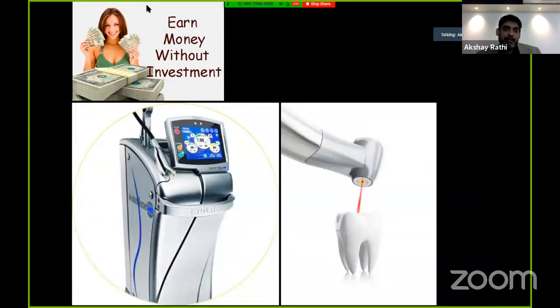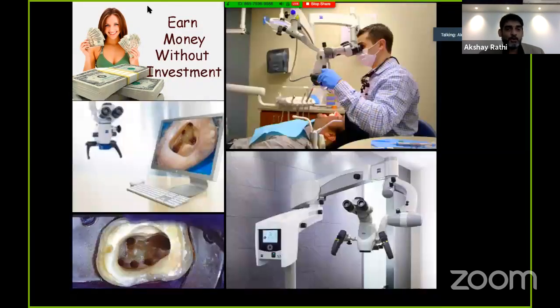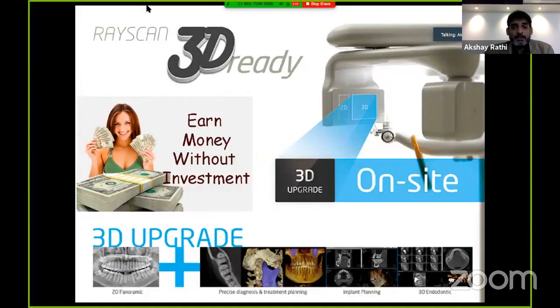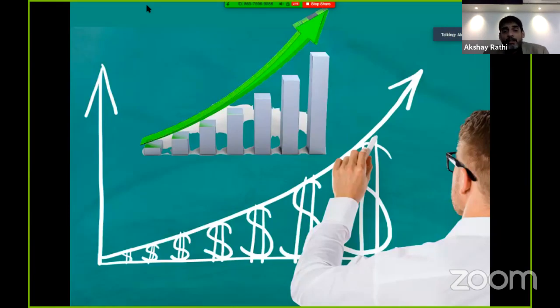Lasers, but again, an expensive modality. Electrocautery, microscopic endodontics, again involving investments. Piezo cutters, or if you want to incorporate a CBCT machine into your practices, all this takes up a lot of investment. What I am going to speak to you about is what you can incorporate to increase your income, not in INR, but in USD, by just trying to learn and implement aligners.